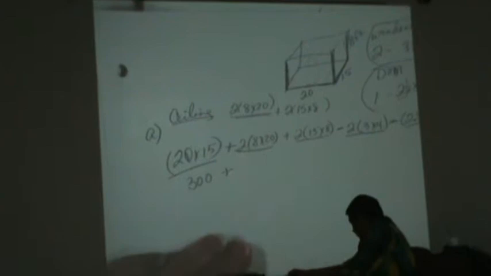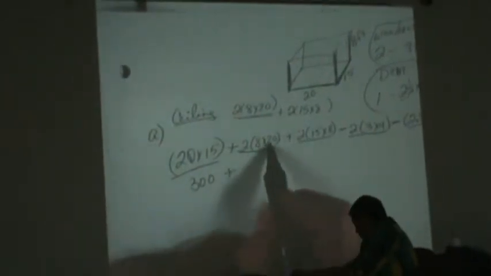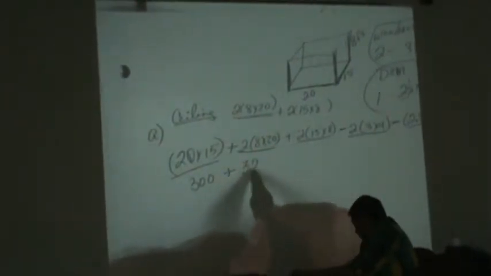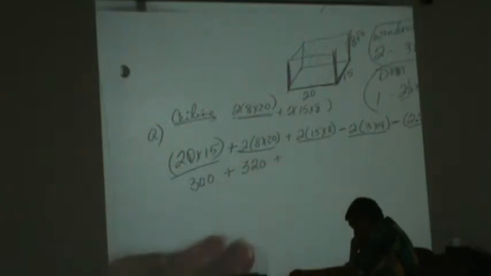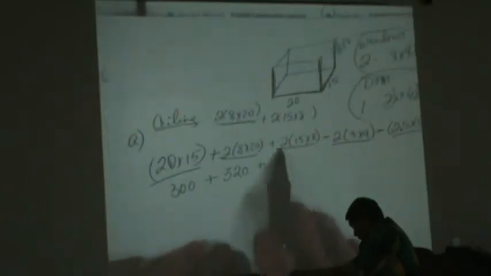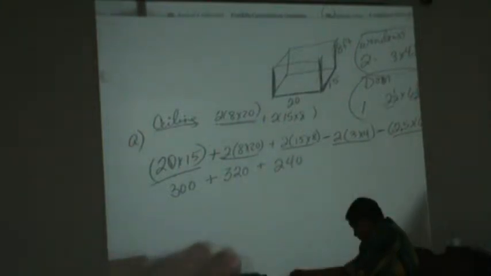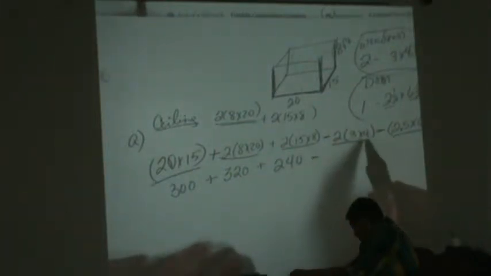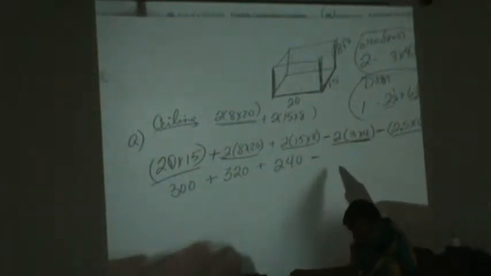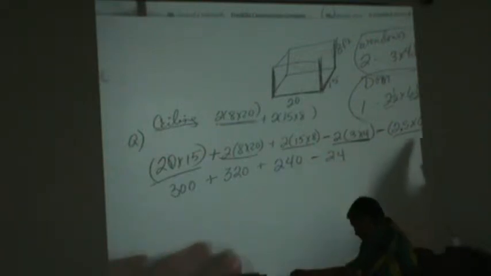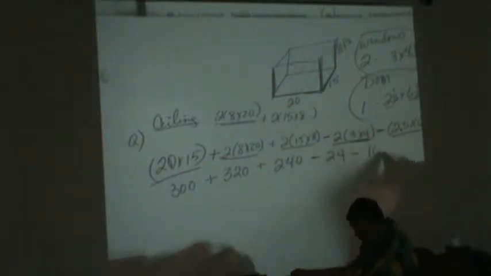20 times 15 is 300, right? 2 times 160, that's 320. And then 2 times 15 is 30, times 8 is 240, minus 2 12s. It's 24, right? And then 2.5 by 6.5 is 16.25.